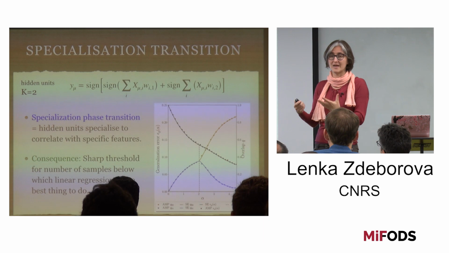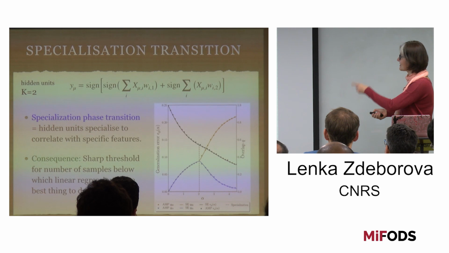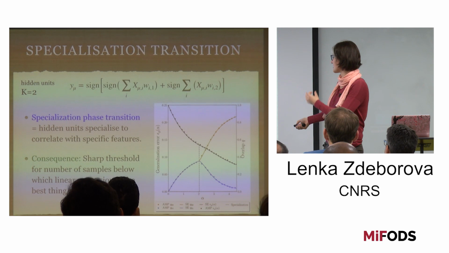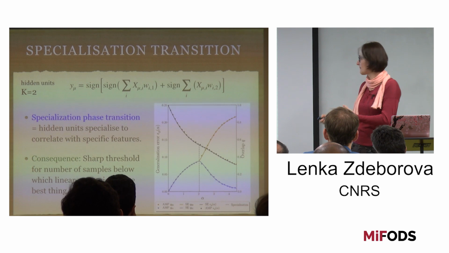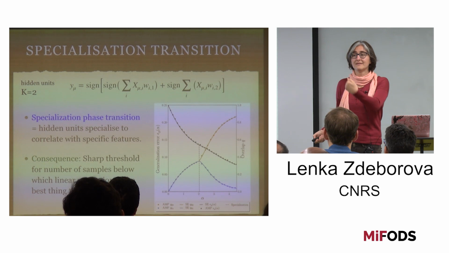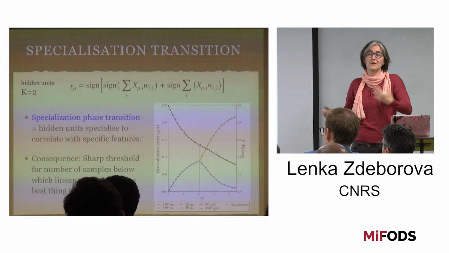And this is put in evidence in our analysis, because if I interpret this picture for you, there is a phase transition, a critical threshold of how many samples divided by the dimension we have, below which, if I have fewer samples than that, then the linear regression is matching the information theoretically optimal performance. So nothing else can do better. Whatever else you try, it will just match the linear regression or do worse.